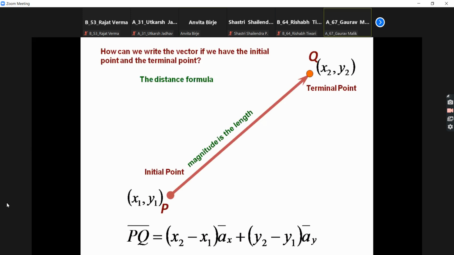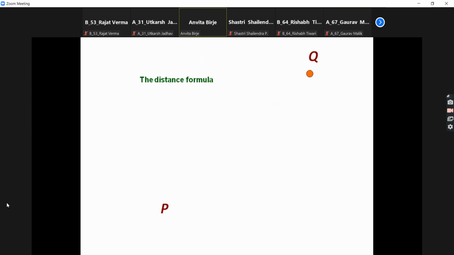Okay. Miss, are you sharing the second screen? Miss, I am sharing the vector screen. Still on the third slide. Which slide is visible to you all? Third slide is visible, right? Yes, Miss. PQ bar is visible, right? Yes, Miss. Okay. Now I am going ahead. Okay.